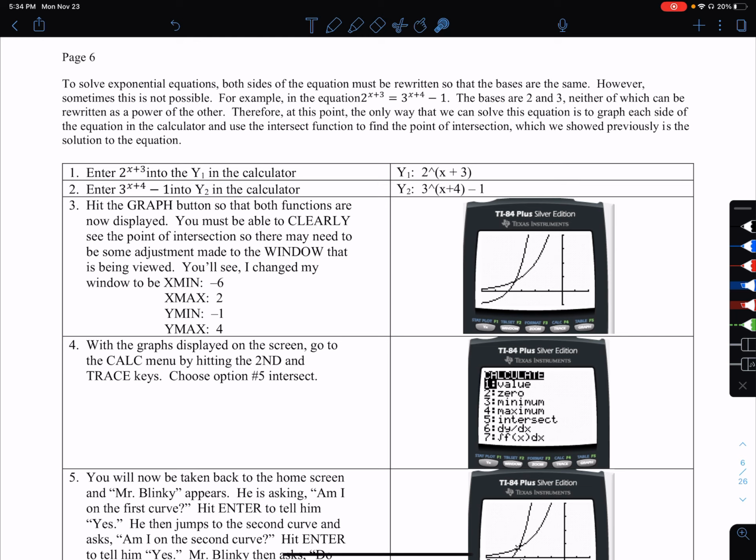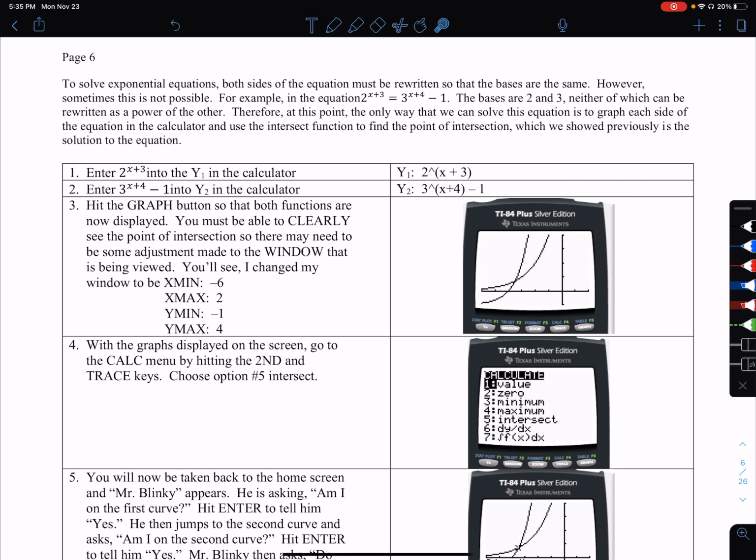So first of all, what we did in the previous video is we made the bases on each side the same. Sometimes, though, that's not possible. Looking at this equation here, if the base is a 2 and a 3, it's not possible. So when that happens, we can use our calculator.